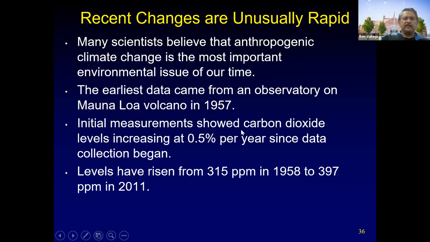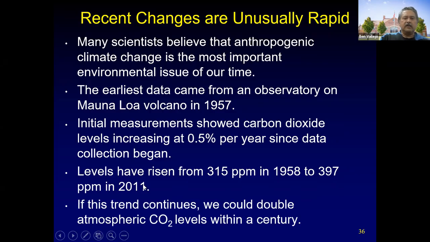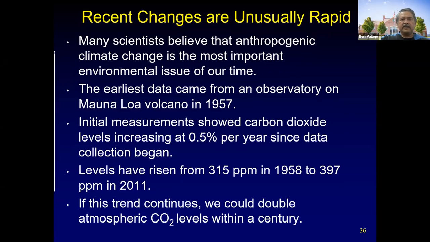Since 1957, there has been an increase in the carbon dioxide level from 315 parts per million to almost 400 parts per million 10 years ago. Okay, so we could double the atmospheric carbon dioxide levels within a century. That could have drastic, tragic events.